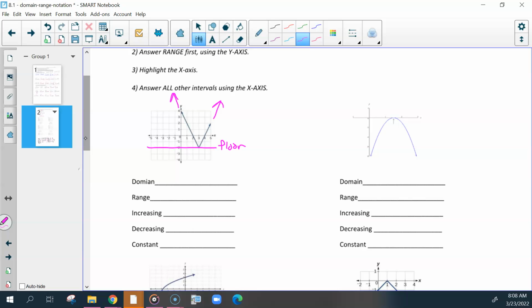Where does my range start? What is the lowest point? -2. Because the bottom of this function is not a hole, we can say it's included. So this would start at -2. This would be a bracket. And where would this stop? It doesn't. It keeps going to infinity. So our range would be from -2 to infinity.